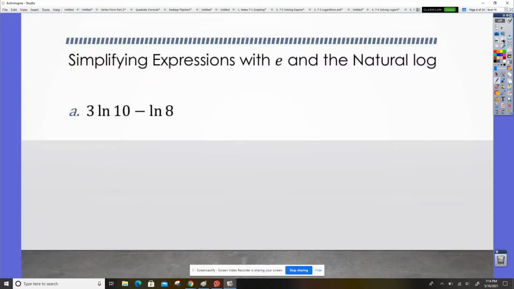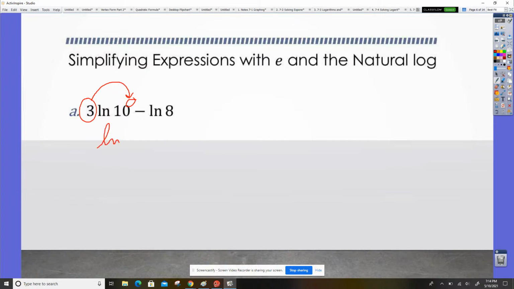The next thing that we're going to be doing with these natural logs is simplifying expressions with e in a natural log. When we were dealing with our normal logs, we had different properties of exponents that we could use. We can use those same properties when we are dealing with natural logs. For this one, we have 3 ln of 10 minus ln of 8. We know if we have a number out front, we can bring that over here and make it our exponent.